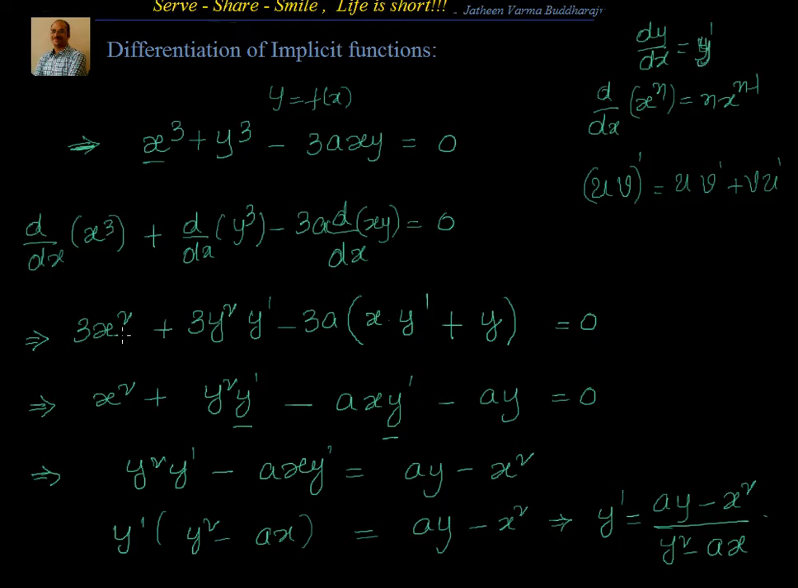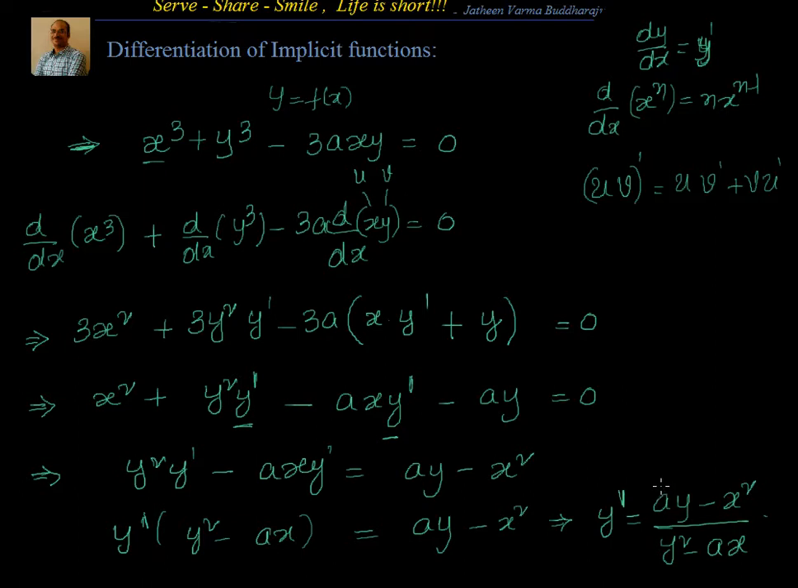So derivative of x cube is 3x square, derivative of y cube is 3y square y dash. Then x and y are in the form of u and v, so you apply the formula uv dash plus v into u dash. You can simplify that. Now always our last step will be to take all the terms which are having y dash on one side and the other terms on the other side and divide, so that you can get the value of y dash or dy by dx equal to ay minus x square by y square minus ax.